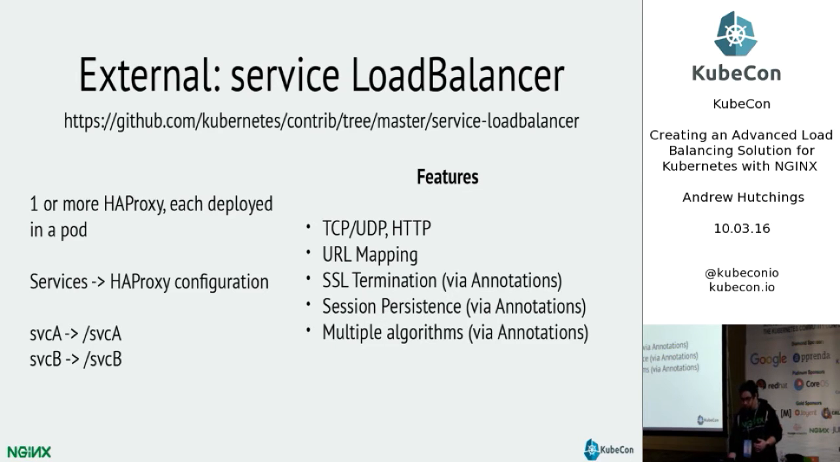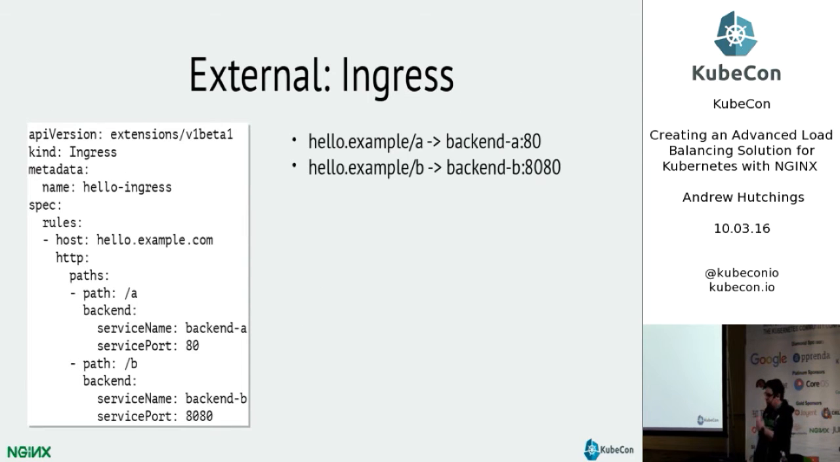Which leads me to the next thing, which is Ingress. And this was unfortunately started before the Ingress project. It's new in Kubernetes 1.1 as a beta feature. And it defines configuration for an external load balancer. In this example, you can see that the path is configured to talk to backend services A and B. So if you go to hello.example.com/A, you'll hit a service called backend A on port 80. And then path B is configured to talk to backend B on port 8080.